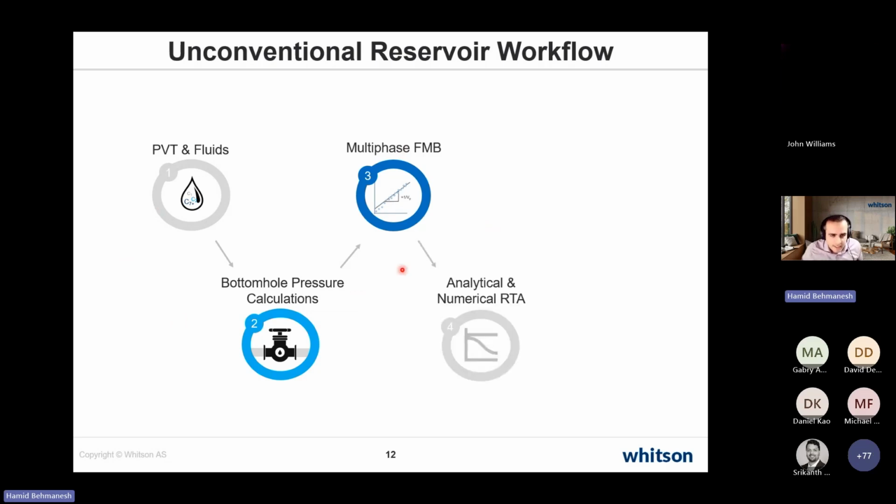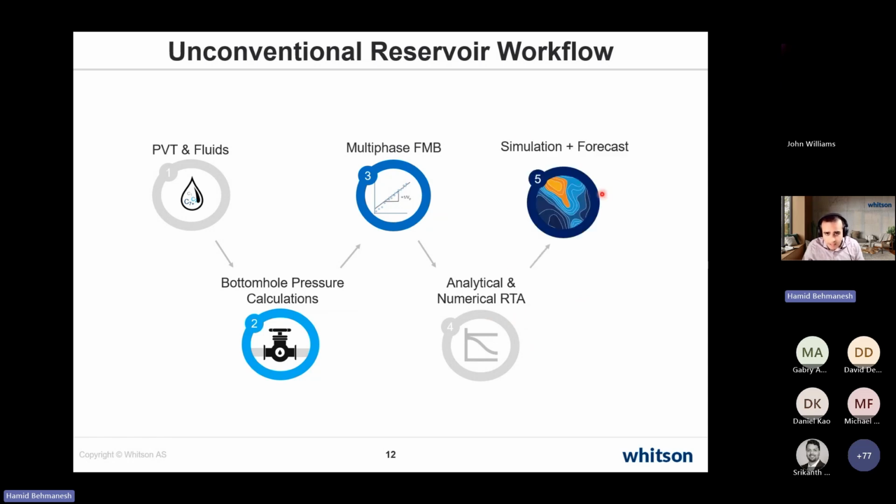Okay, so next one is analytical and numerical RTA. If you are working in an unconventional reservoir, multi-frac horizontal well, this is another module. These two are somehow connected because they're going to give us independent analysis of the reserve. So we can use them as complementary, to see whether or not they are consistent and in line in terms of the reserve estimate. But today we want to cover analytical numerical RTA.